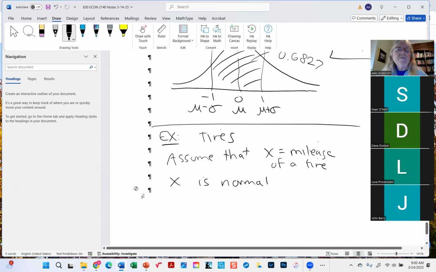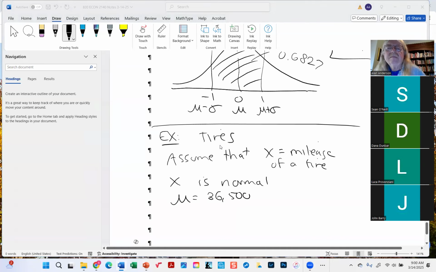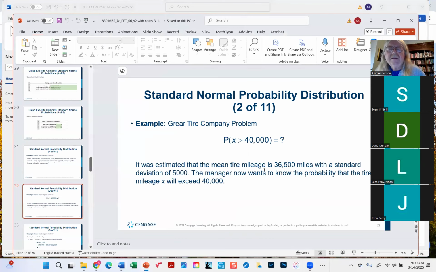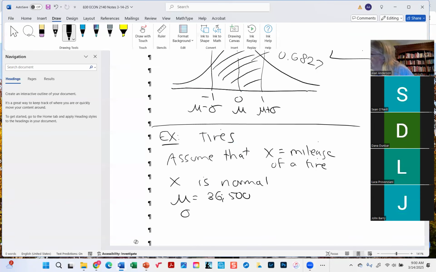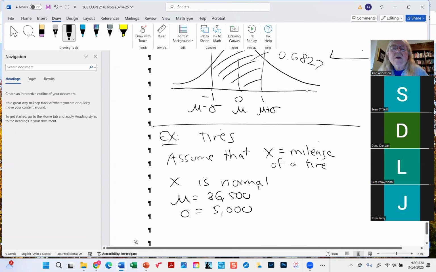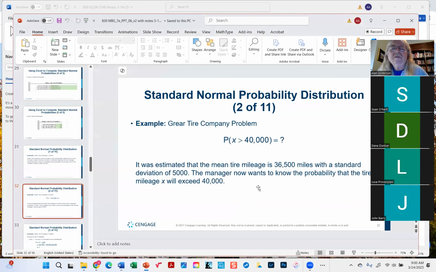And once I tell you that, you notice it's clearly not the standard normal because the mean is 36,500 and the standard deviation is 5,000. They'd like to know the probability that a given tire that they've chosen at random is more than 40,000 miles. Okay.